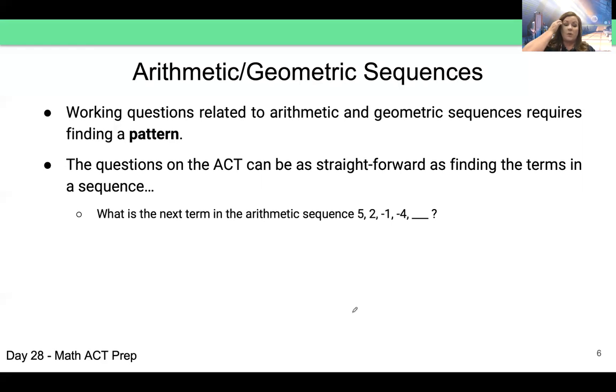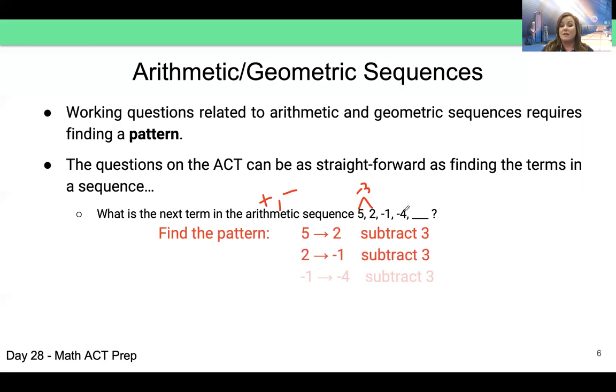Here you've got this one. What is the next term in this arithmetic sequence? You need to know that arithmetic means you're adding or subtracting a number. Geometric is you're multiplying or dividing. So you can look here and go, oh, it looks like they're doing -3, -3, -3. That's the pattern. So what is -4 minus 3? Gives you -7.